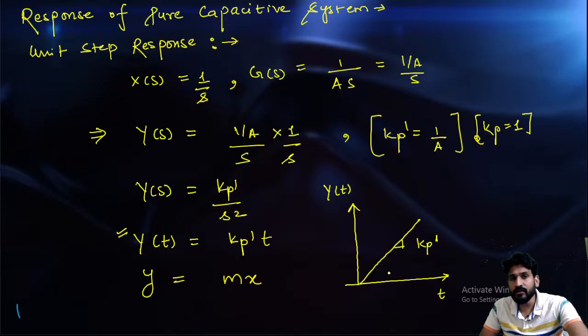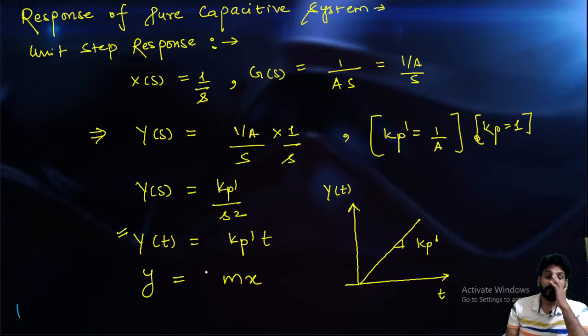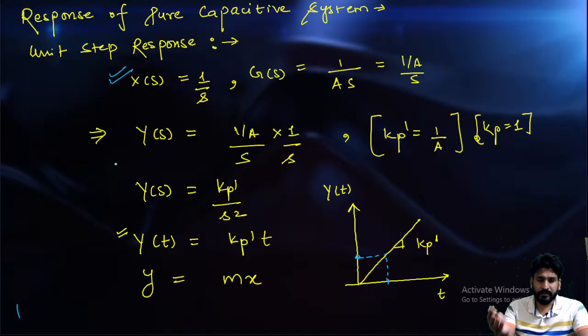So this kind of graph we get in the ramp input, if you remember. Not ramp input, no. The input is unit step. Ramp input is a different thing. I got the response for the unit step input for the pure capacitive system.